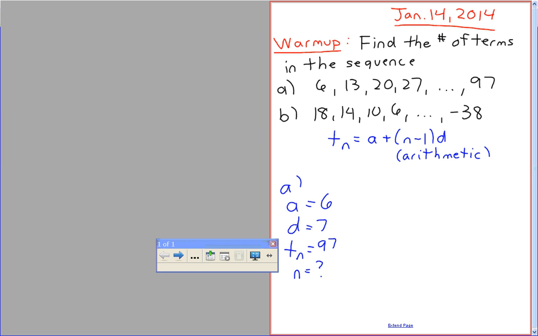Lucy, can you sub some numbers in for me, please? Yes. 97. Yes. 6 plus bracket, n minus 1. Good. Narcisse, can you please solve for n, please? Go ahead.